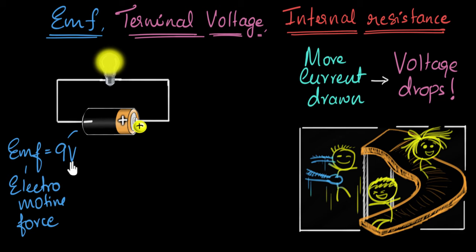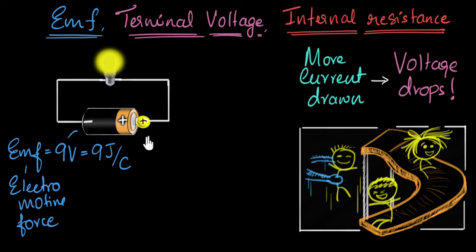So what does it mean to say the EMF is 9 volt? It just means that the battery transfers 9 joules of energy per coulomb. So what that means is if this was a 1 coulomb charge, when it goes from here to here, the battery transfers 9 joules of energy to it. So are we clear with the word EMF?